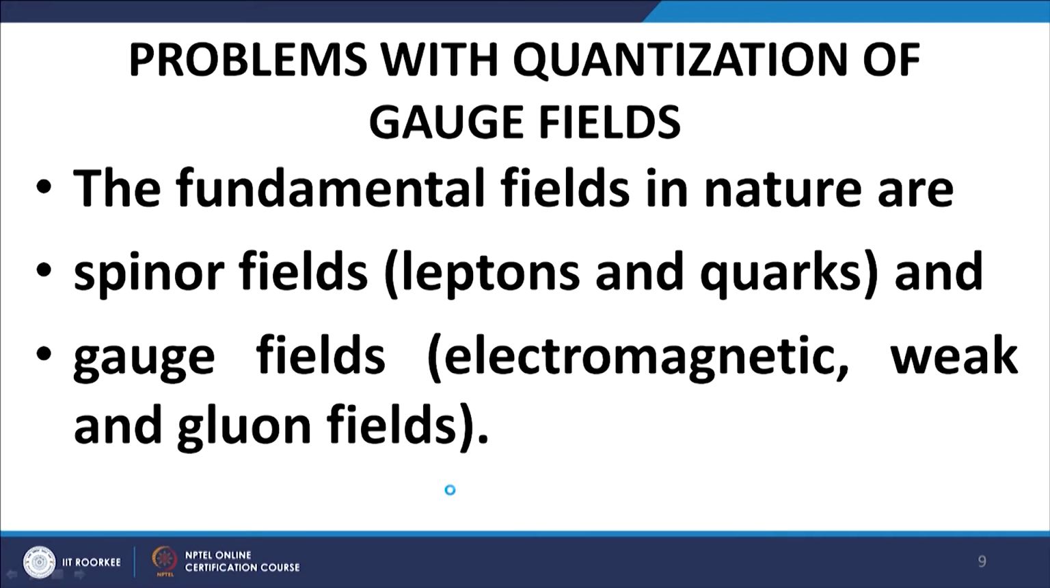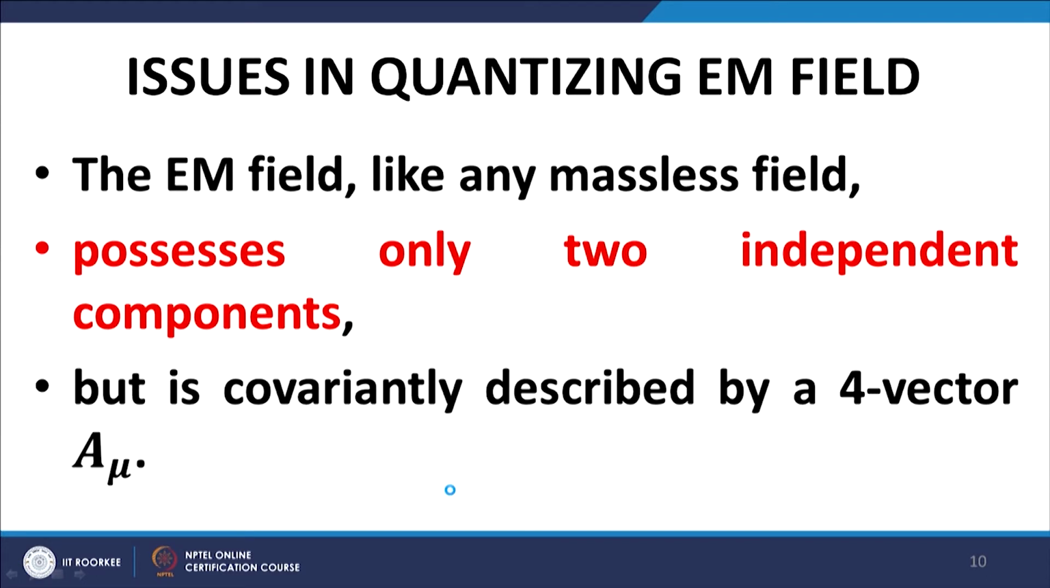Now, the fundamental fields in nature are the spinor fields, that is leptons and quarks, and gauge fields, which we are talking about just now, and also gluon fields. But in the case of the electromagnetic field, we have only 2 independent components, in contrast to the 4 independent components required for a covariant representation in 4-dimensional space-time for a single particle. So, we are faced with a quandary, which also manifests itself in the gauge freedom that we have just talked about.